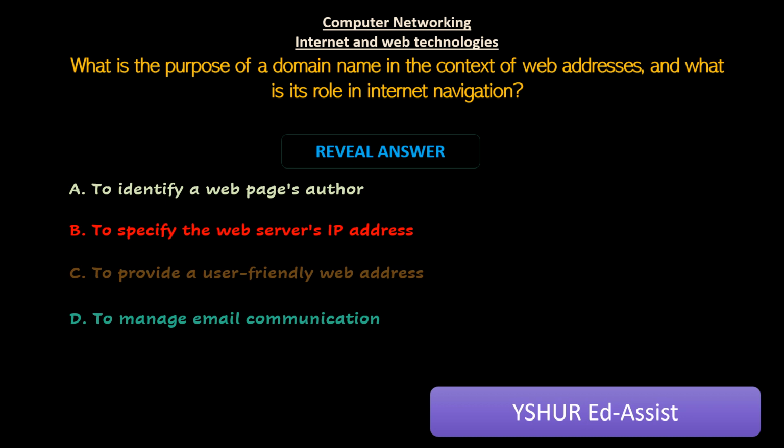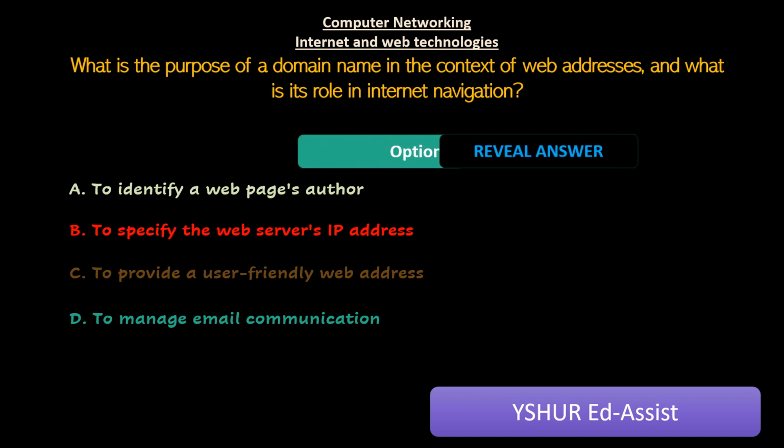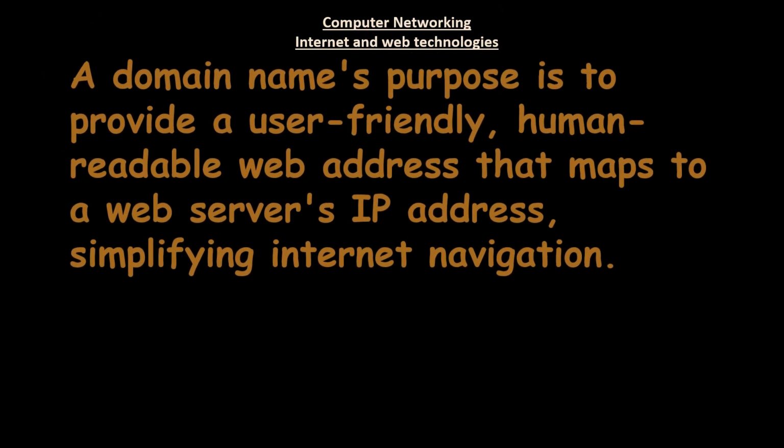A. To identify a web page's author. B. To specify the web server's IP address. C. To provide a user-friendly web address. D. To manage email communication. A domain name's purpose is to provide a user-friendly, human-readable web address that maps to a web server's IP address, simplifying Internet navigation.